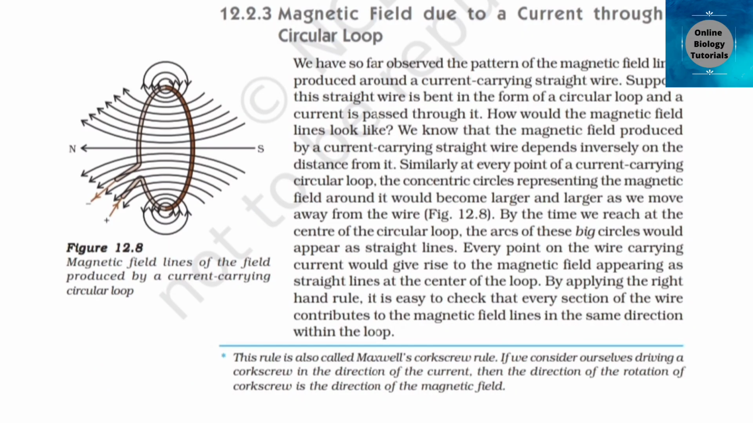By the time we reach the center of the circular loop, the arcs of these big circles would appear as straight lines. Every point on the wire carrying current would give rise to the magnetic field appearing as straight lines at the center of the loop. By applying the right-hand rule, it is easy to check that every section of the wire contributes to the magnetic field lines in the same direction within the loop. This rule is also called Maxwell's corkscrew rule. If we consider ourselves driving a corkscrew in the direction of the current, then the direction of the rotation of the corkscrew is the direction of the magnetic field.